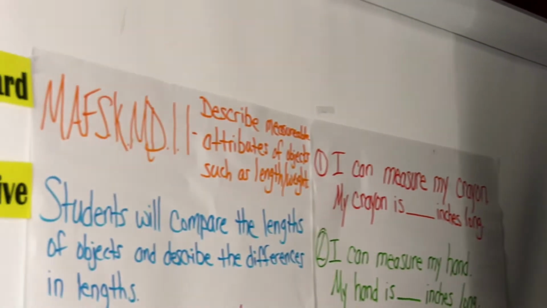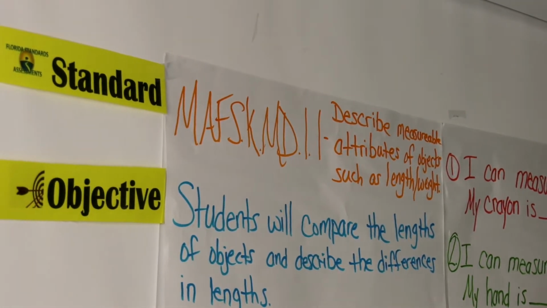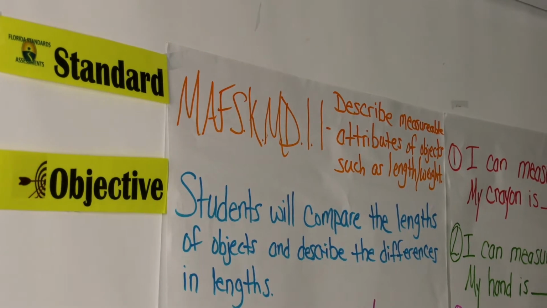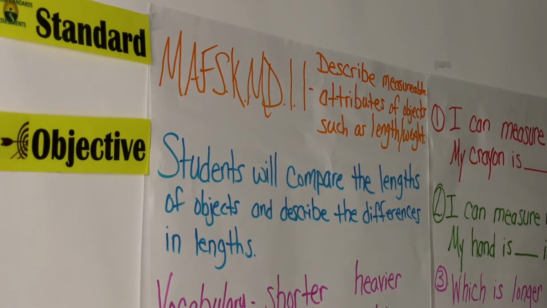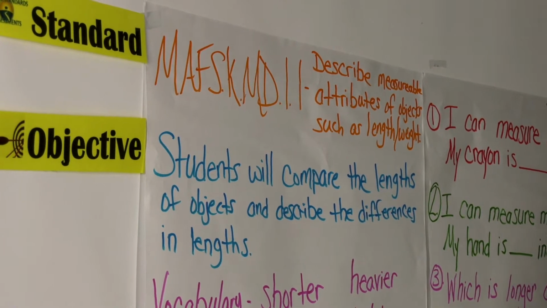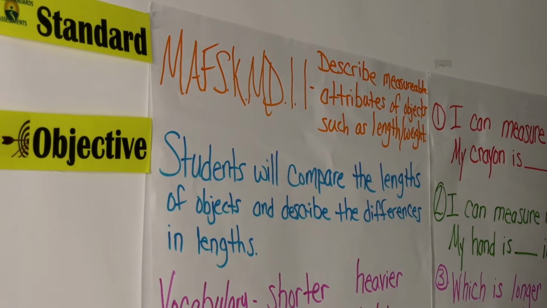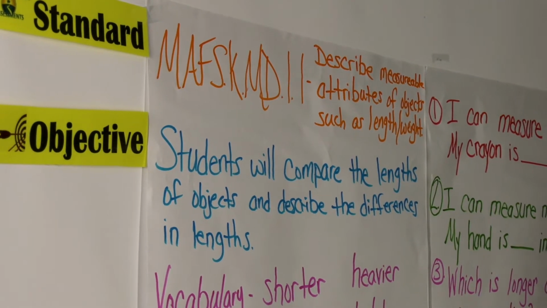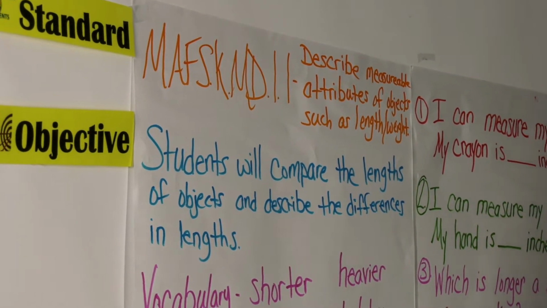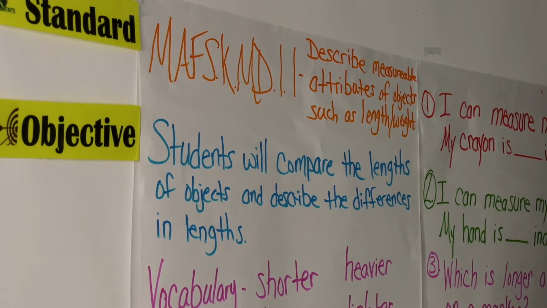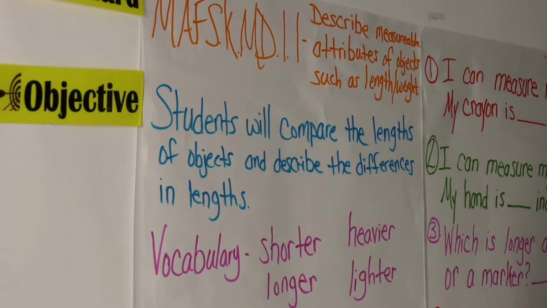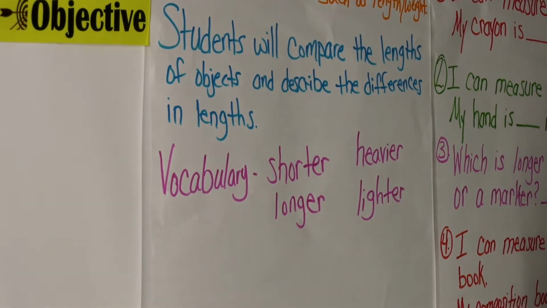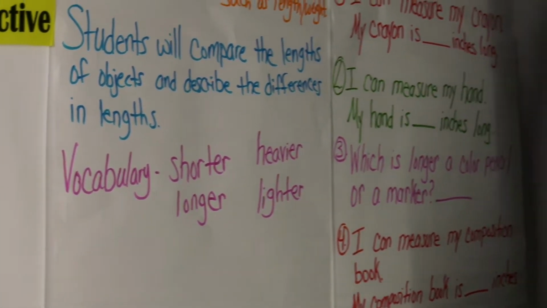Today's standard is MAFS.K.MD.1.1. You're going to be able to describe measurable attributes of objects such as length or weights. The objective, boys and girls: you will compare the lengths of objects and describe the differences in lengths. The vocabulary words are shorter, longer, heavier, and lighter for this week's lesson.